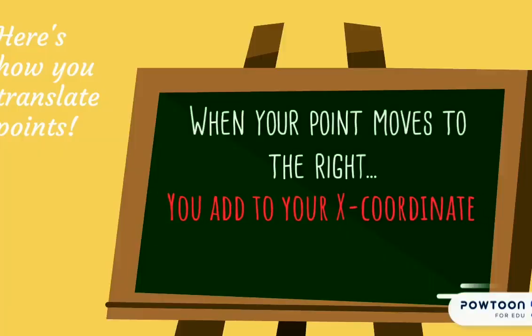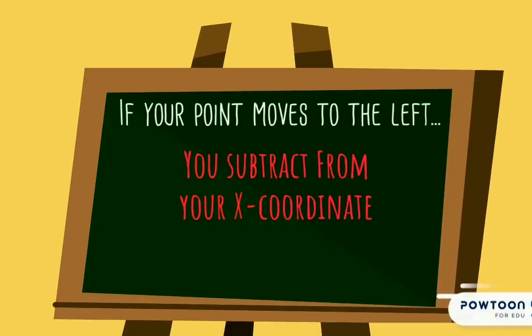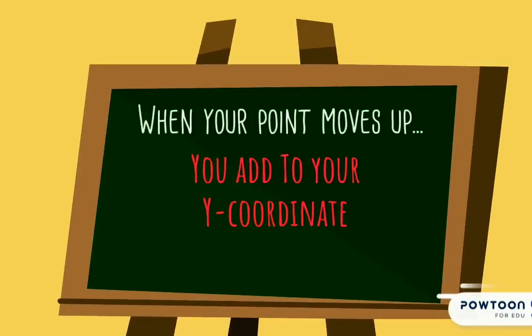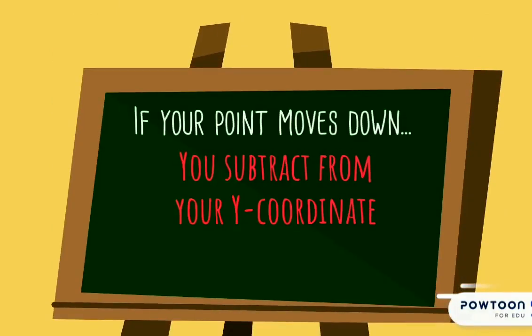Here's how you translate points. When your point moves to the right, you add to your x coordinate. Or, if your point moves to the left, you subtract from your x coordinate. Now, when your point moves up, you add to your y coordinate. Or, if your point moves down, you subtract from your y coordinate.